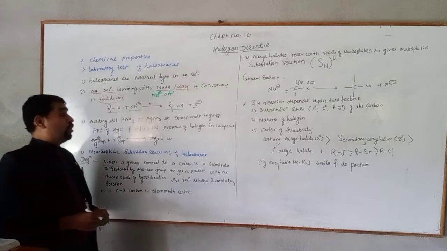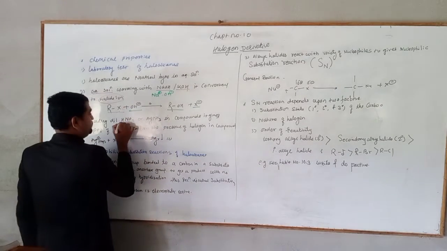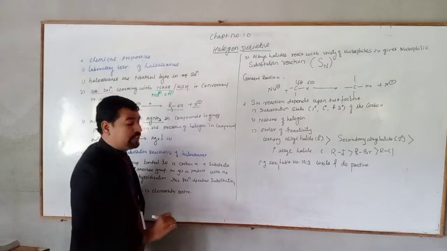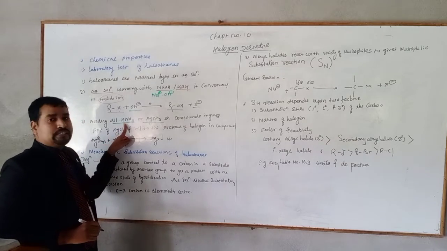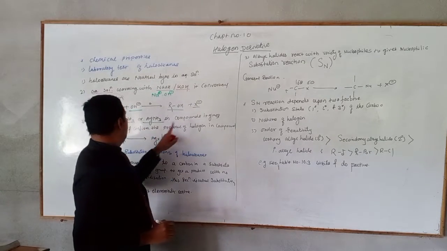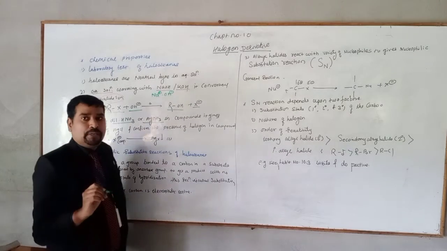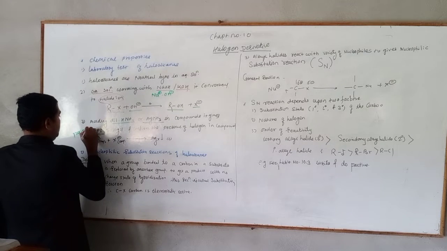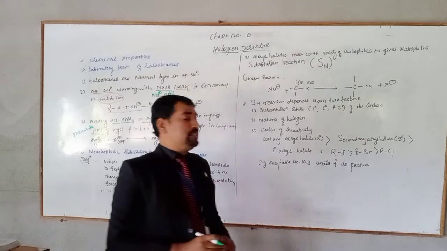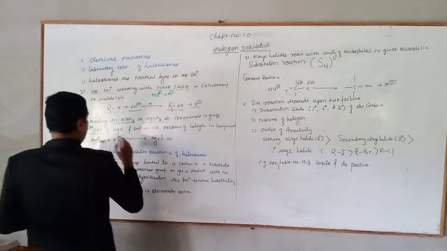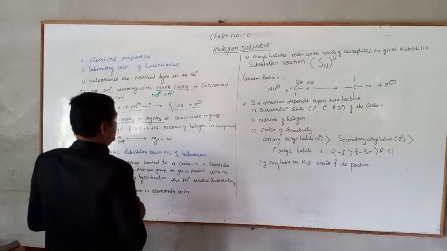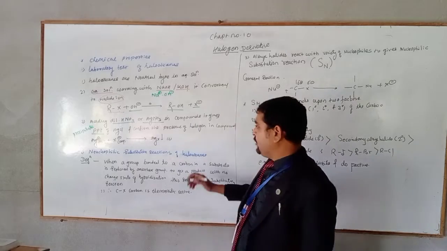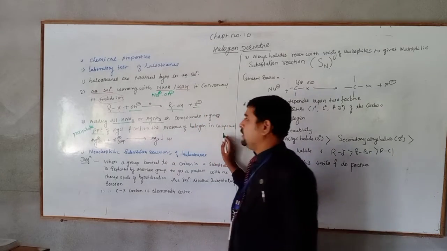Adding dilute HNO3, that is nitric acid, and silver nitrate to the compound, it gives a precipitate, PPT, which is the short form of precipitate. That is the confirmation of the presence of halogen in the compound: we get a precipitate of AgX and confirm the presence of halogen.